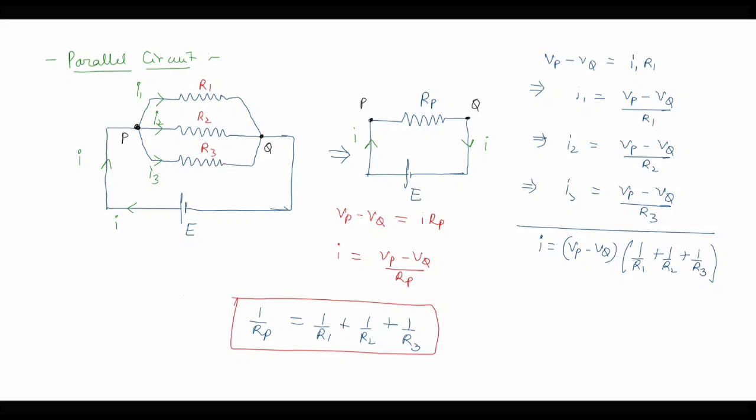It must be very well noted here that if R1, R2 and R3 are the same, then equal current will flow through each of these branches. Otherwise, we say that the potential difference across the parallel resistors is the same, but the current flowing through them is different.